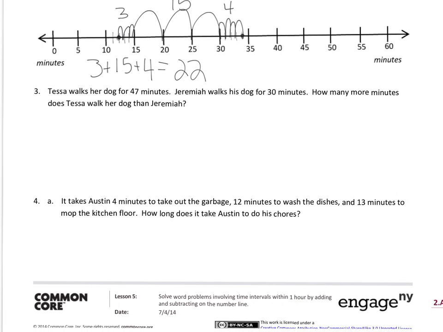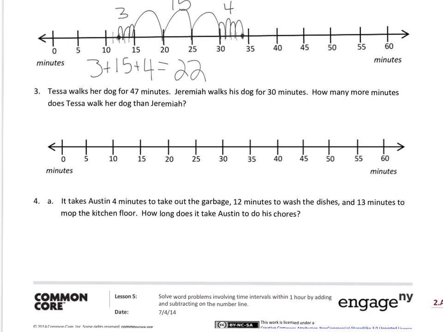Alright, next, Tessa walks her dog for 47 minutes. Jeremiah walks his dog for 30 minutes. How many more minutes does Tessa walk her dog than Jeremiah? Alright, so this time it doesn't tell me to use a number line to solve, but I know that that's what I'm working on, so that's what I want to do. So again, I'm going to go to my photos and put a number line on my page.